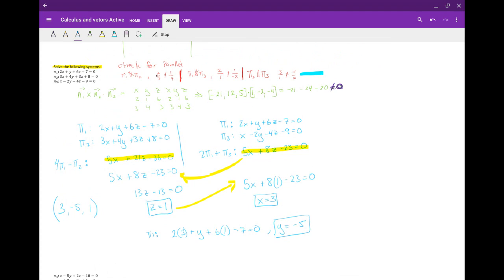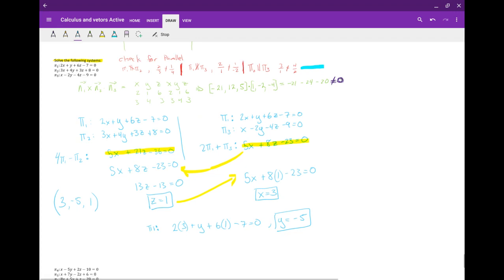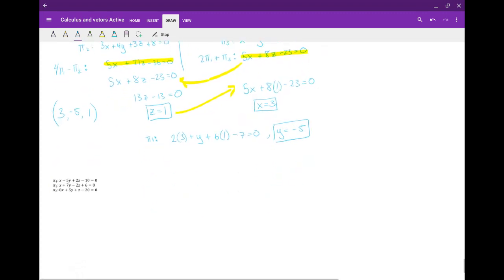If you get no parallel planes, and then you also get a non-zero triple scalar product, then you're good to go. You just do all this stuff in blue here, and you find a point. Now what you can do is take this point and plug it back into each one of these planes, and you'll find that it actually gives you a correct answer. I'm pretty sure that that's right, so I'm not going to check that out.